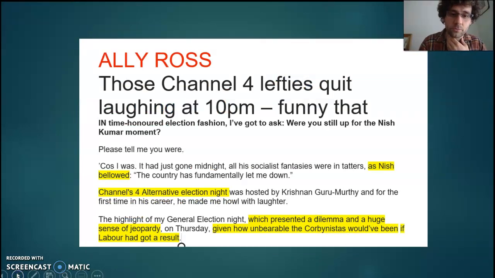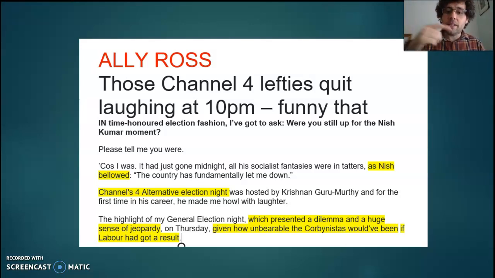And finally, the one from the Sun, the adverbial clause there, "as Nish bellowed." Yes, it describes essentially his fancies were in tatters as he bellowed. Okay, so it describes what had happened. Nice noun phrase there: "Channel 4's alternative election night." That's a noun phrase. It's all one. Essentially, it's a group of words around one noun, isn't it? He says "the highlight of my general election night, which presented a dilemma." So that's a relative clause because it describes the night itself.